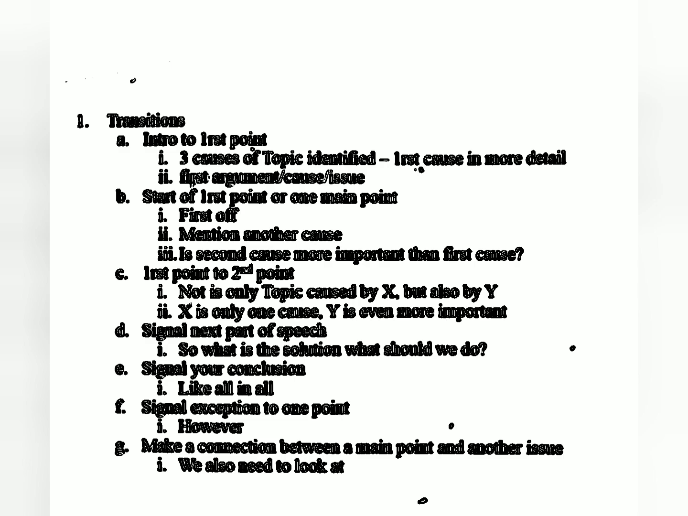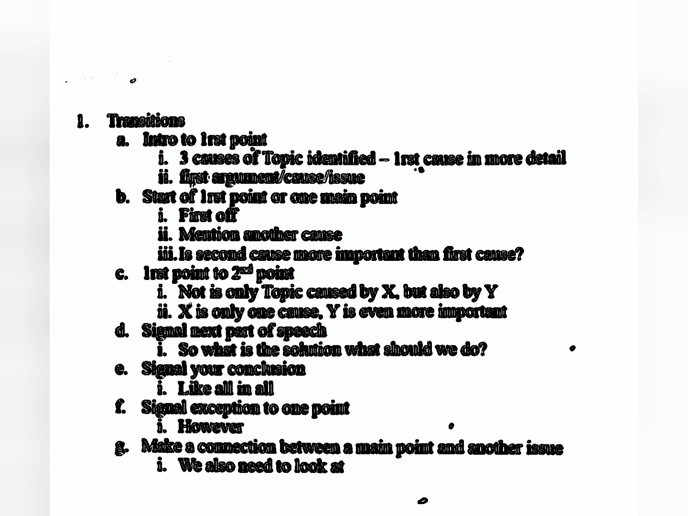Slide 6. 1. Transitions. A. Intro to first point. Three causes of topic identified. First cause in more detail. First argument, cause, issue. B. Start a first point, or one main point. First off. Mention another cause. Is second cause more important than first cause?